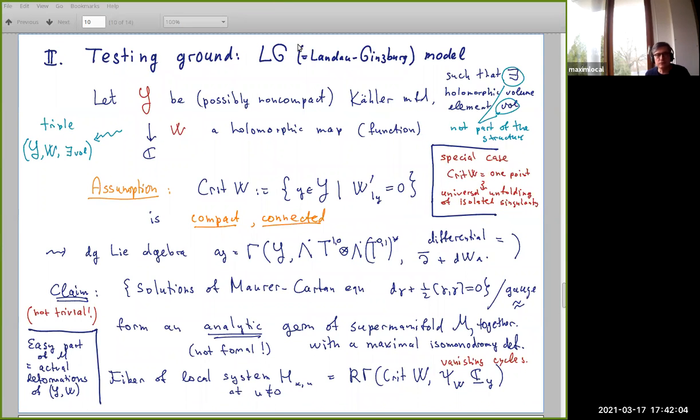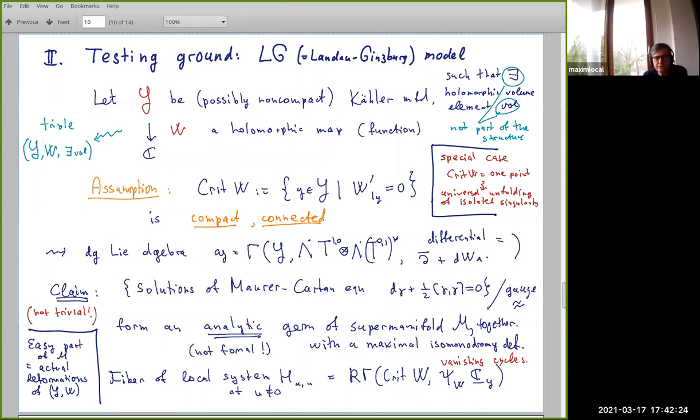Okay, now I'll go to some little. Just a second, I have to remove some stupid file. Testing ground, which is Landau-Ginzburg model, which is already many things which I don't understand here.